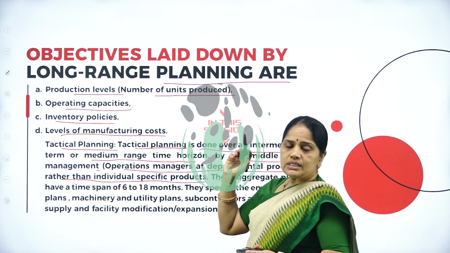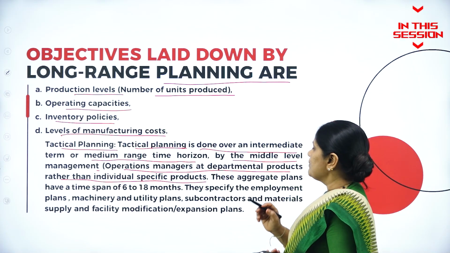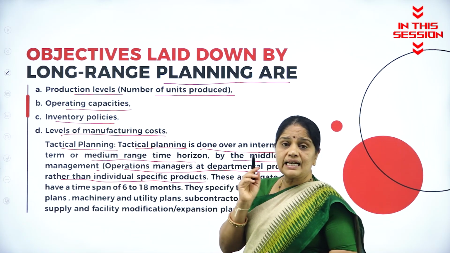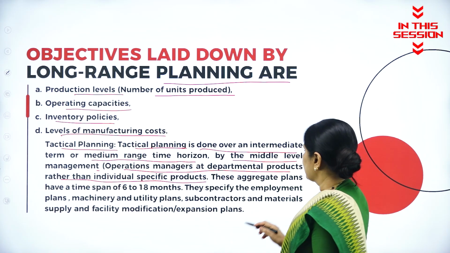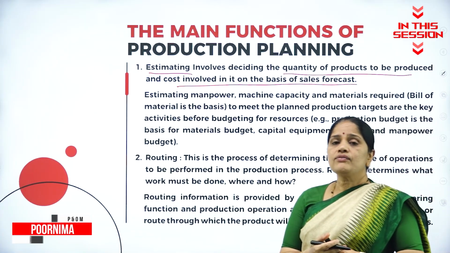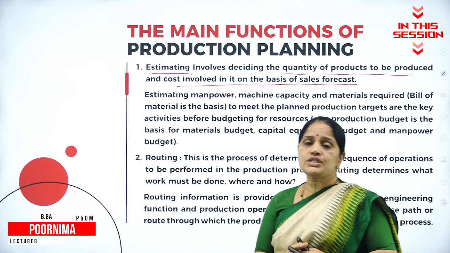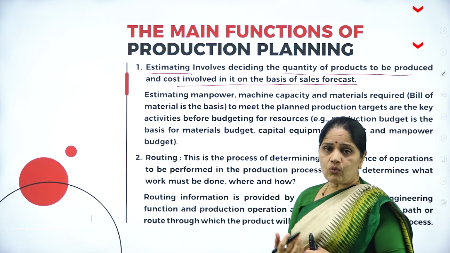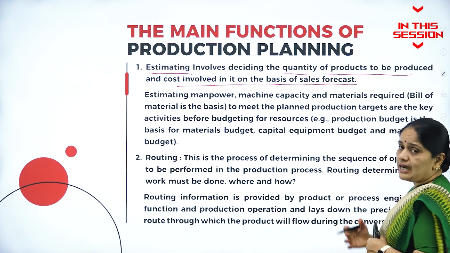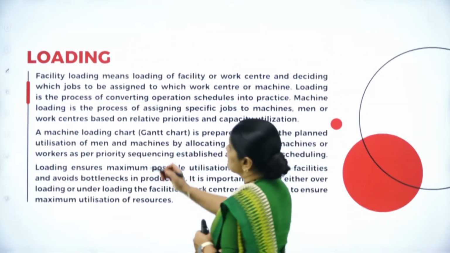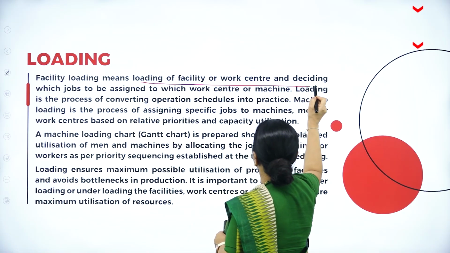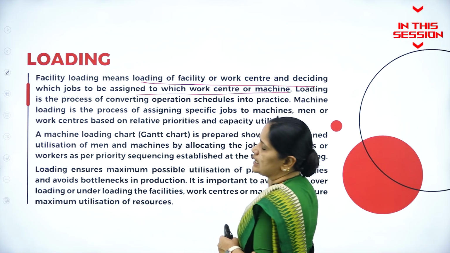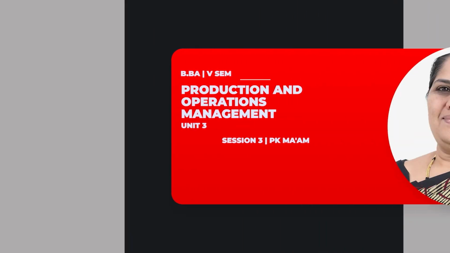Tactical plan. So this is a medium range time horizon where we can do departmental products rather than individual specific products. When you get the sales forecast from the sales or the market research department, based on that we will decide what is the quantity to be produced and what is the cost involved. Facility loading means loading of facility or work center, deciding which jobs are to be assigned to which work center or machine.